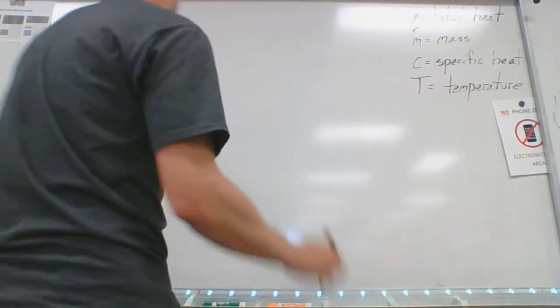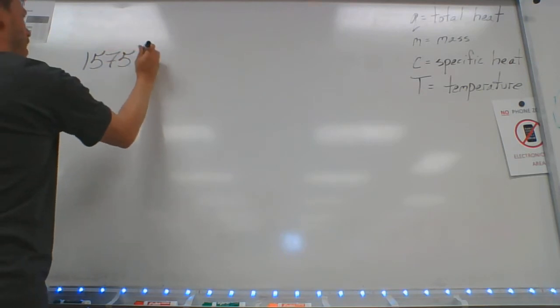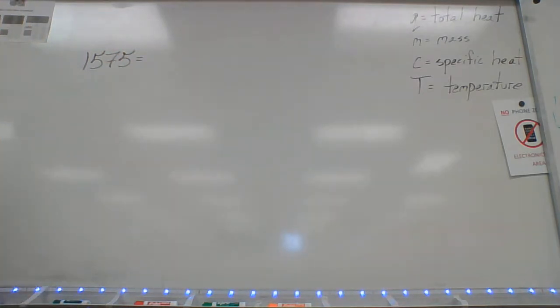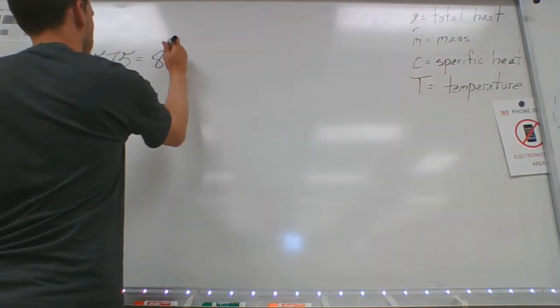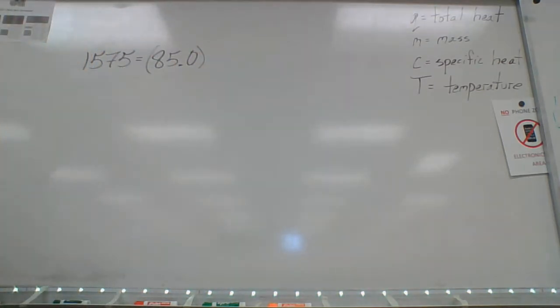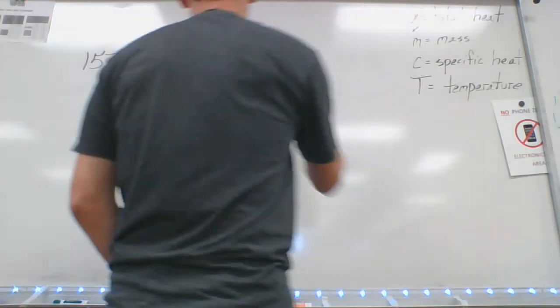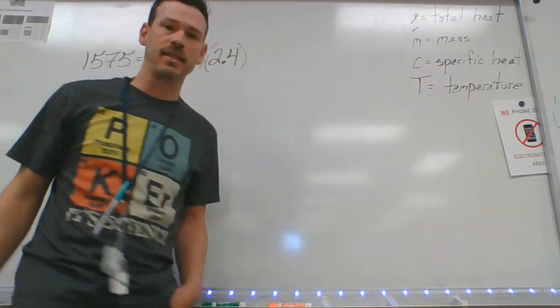We've got 1575 joules. I know that the Q is measured in joules. It's going to be my heat energy present. Q equals mc delta T. The mass given of the sample here is 85 grams. The specific heat is also given at 2.4. Keep in mind that the specific heat will not dictate sig figs because it's a constant value.